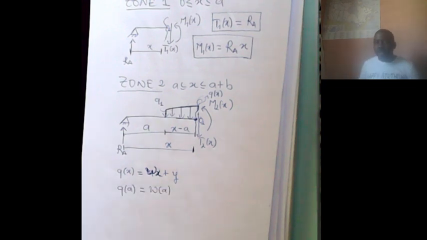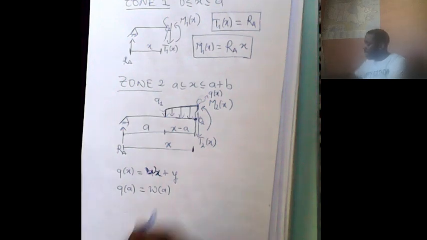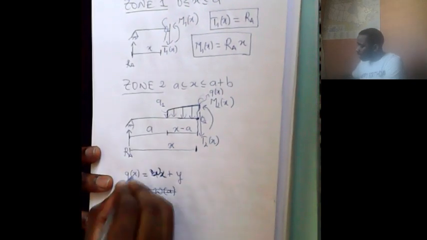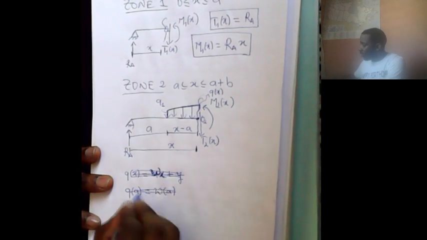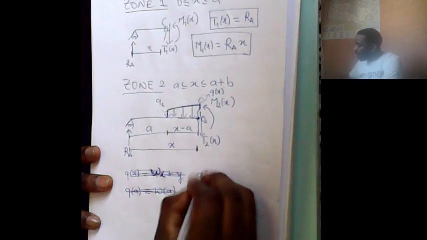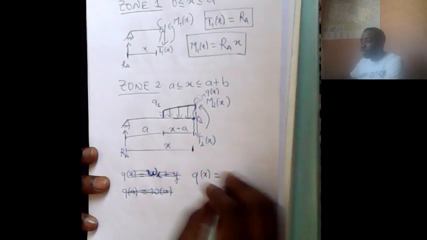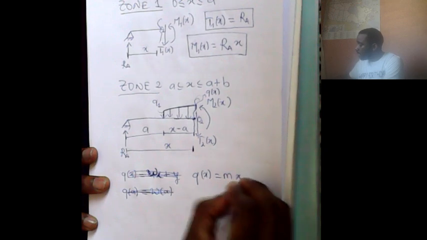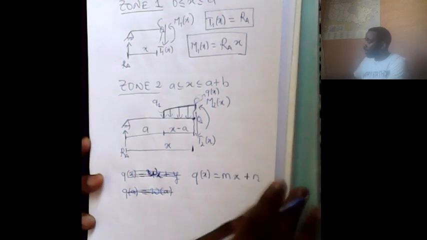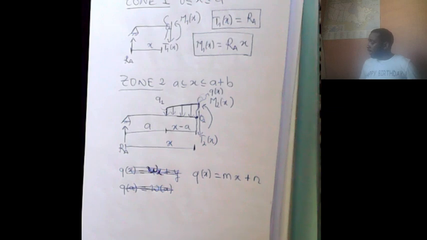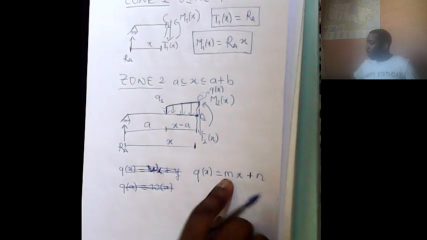Rita, is there any problem? Am I supposed to read that as m or n? Ah, okay, you're proposing the variables, and I agree with you. Let me use m and n. Thank you. This w and y like that, it was strange even for me. So I will say q of x should be equal to mx plus n. Thank you, Rita. Good.